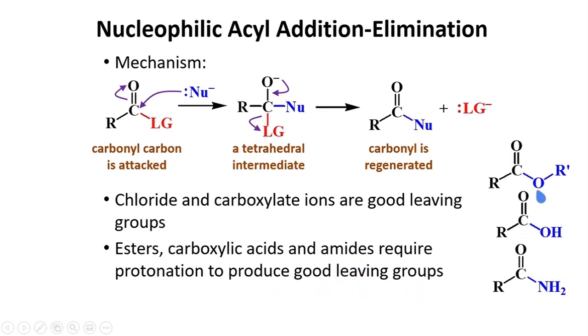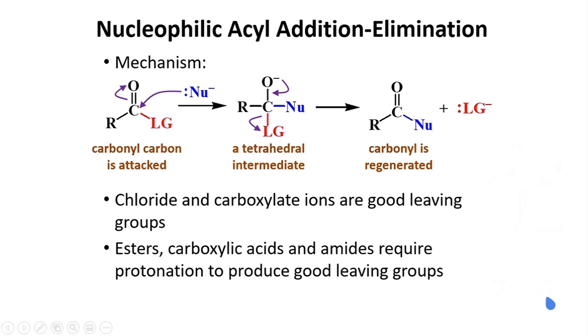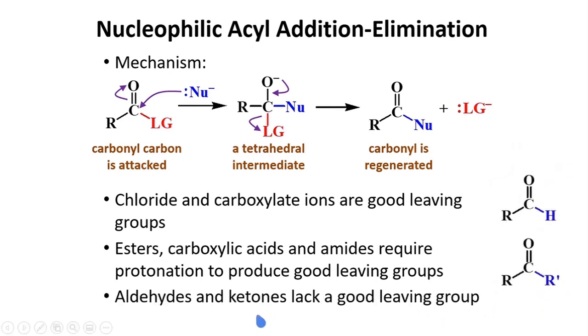Because in essence, when the bond to the carbonyl is broken, you will form strong bases. To convert them to weak bases or good leaving groups, they need to be protonated. Aldehydes and ketones lack a good leaving group. Once these bonds are broken, you will produce very strong bases.